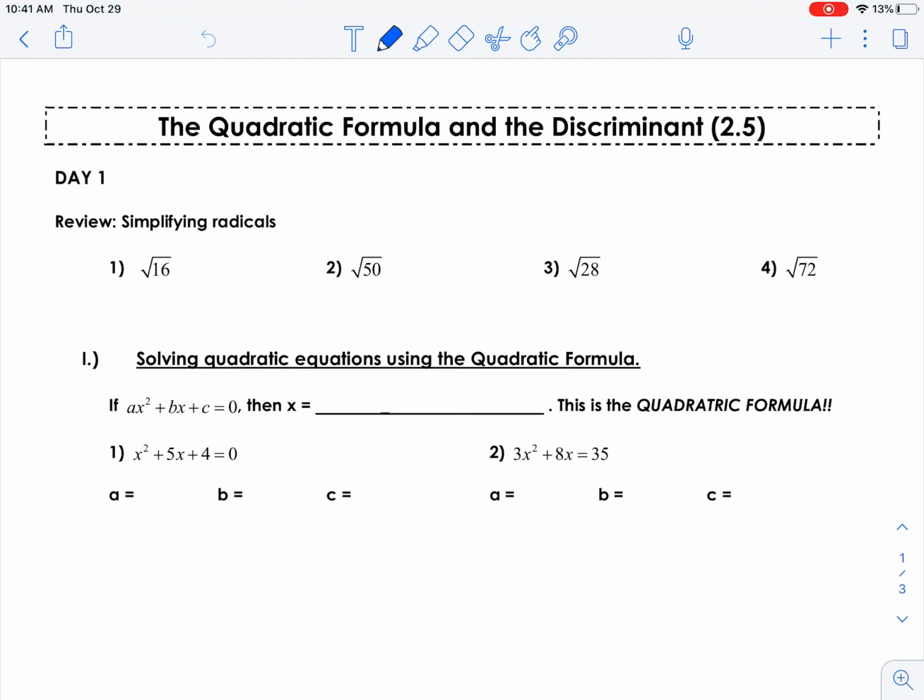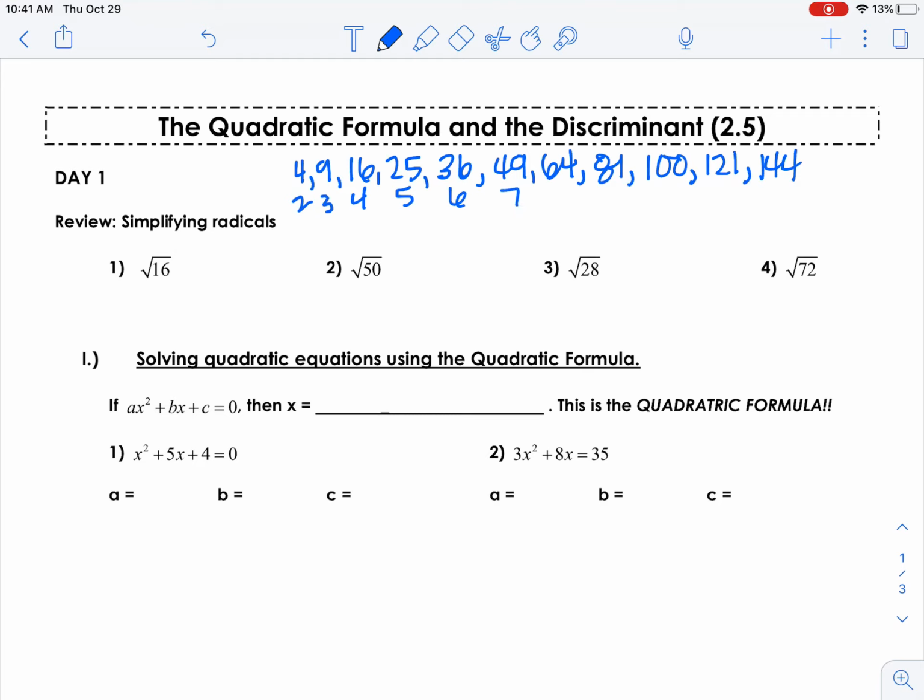And so our perfect squares are 4, 9, 16, 25, 36, 49, 64, 81, 100, 121, and 144. And the square root of each of those are 2, 3, 4, 5, 6, 7, 8, 9, 10, 11, and 12.